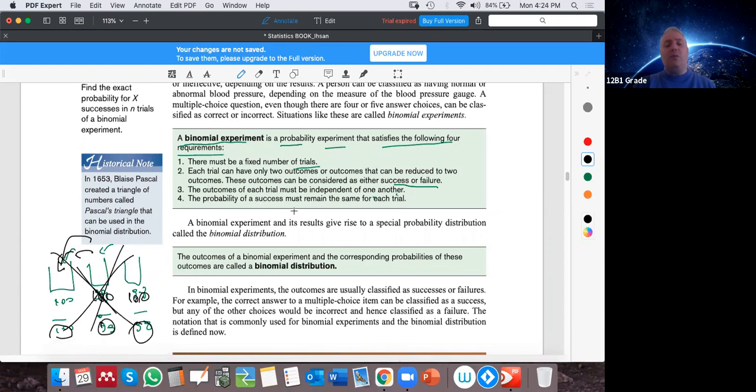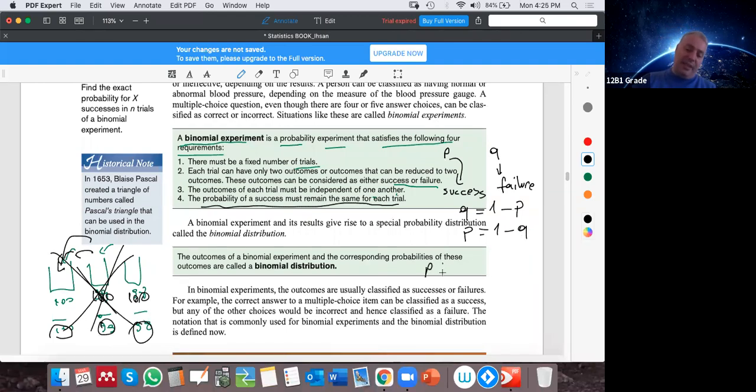So the probability of success must remain the same for each try. And for the binomial, we use two letters, P and Q. P stands for success, and Q for failure. Q can be expressed as 1 minus P, or P can be expressed as 1 minus Q. To get success or to get failure, we have two cases, to be successful or not. So what is the sum of the probabilities? It is always 1. So P plus Q is always 1.